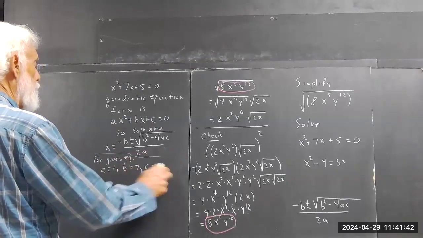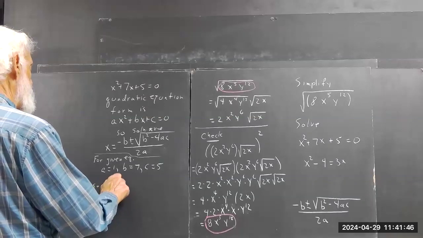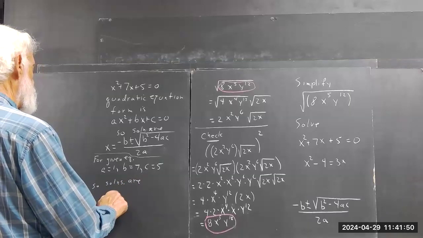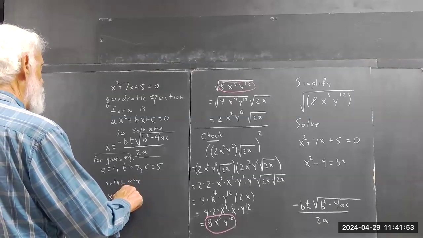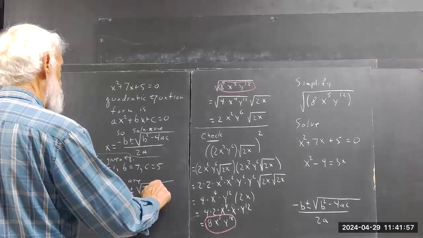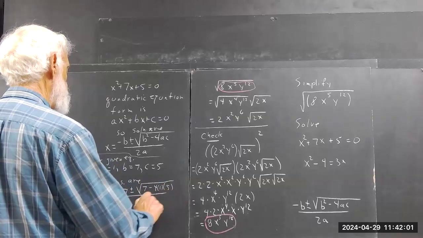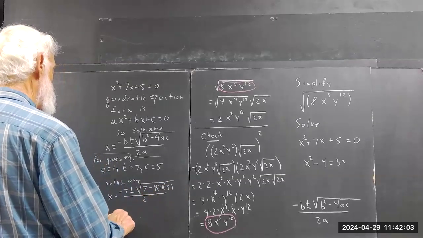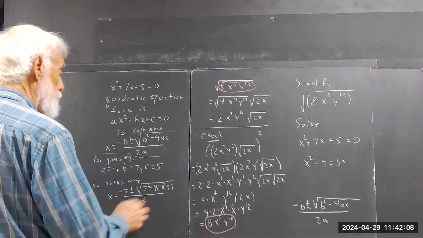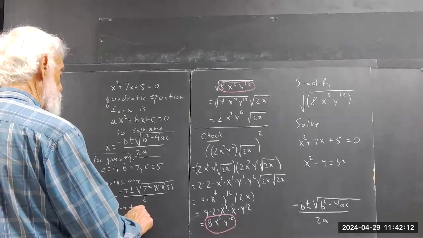So for this equation, a is 1, b is 7, c is 5. The solutions are x equals negative 7 plus or minus the square root of 7 squared. Everybody wrote that out correctly. Negative 7 plus or minus what?